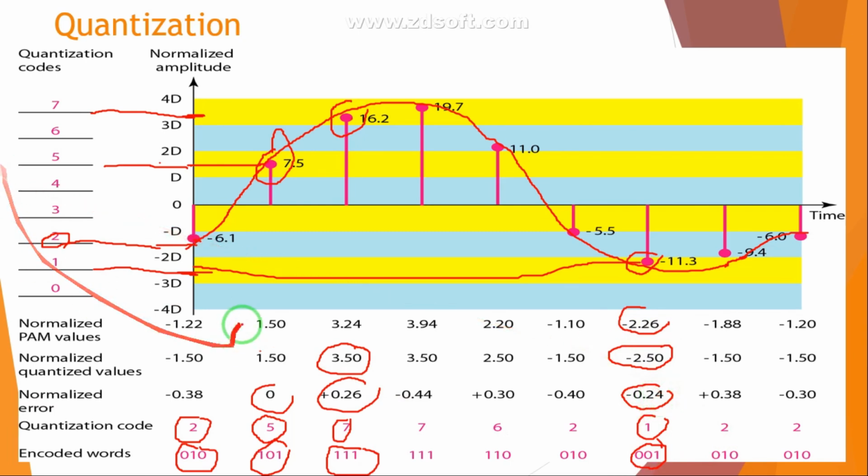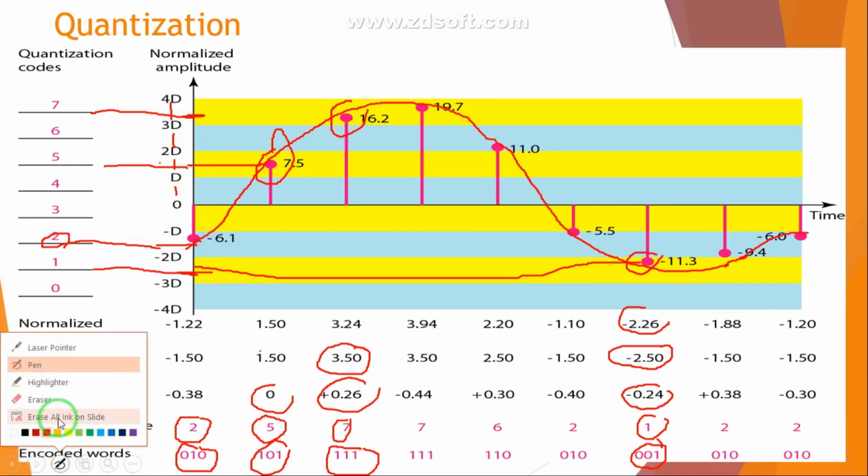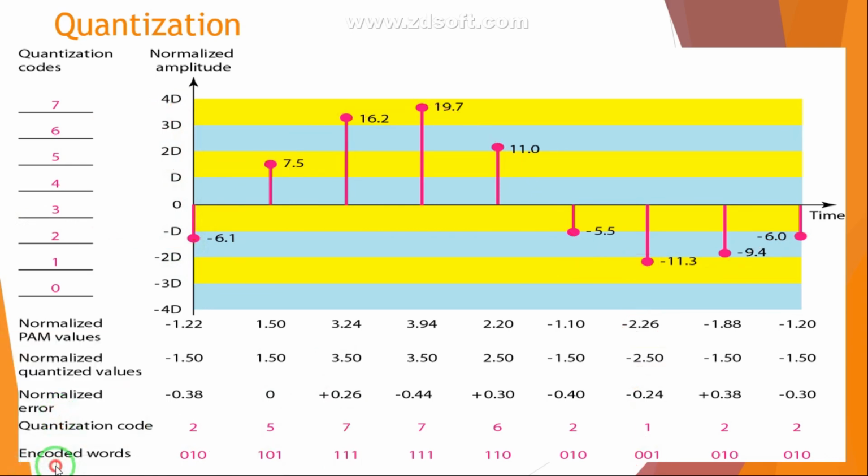So understood, guys, quantization. And remember, it is a uniform quantization, because the spacing between these levels is the same. That is 1, 2, 3, 4. The step size is constant. So I hope you understood this.